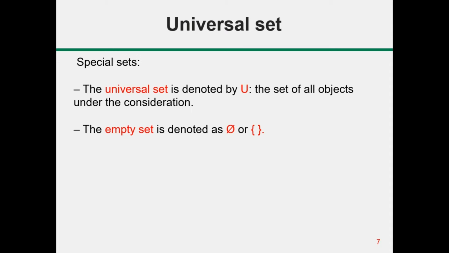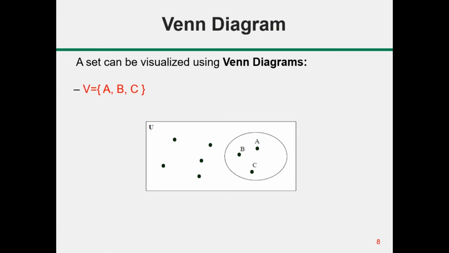Universal set. Special sets. The universal set is denoted by U. Yes, everybody knows that because we used it in our previous studies. If you are familiar with sets, the universal set is all of the objects under consideration, and the empty set is always denoted as phi or curly brackets. So either you can write just phi or just write curly brackets.